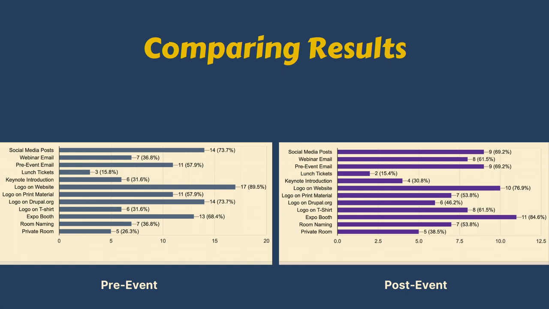The other thing we were comparing is, again, did their minds change after the conference with their benefits? Right before, we saw that logo on website was really massive, social media was really massive.